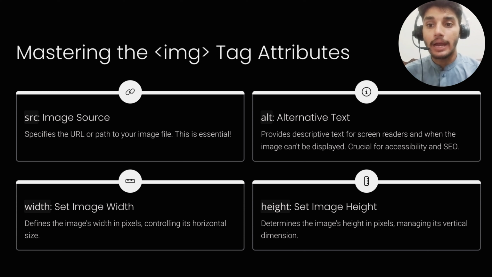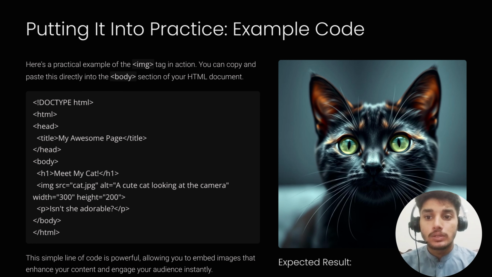Let's look at a simple example. Now look at the line of code. Image contains source cat.jpg, alt to cute cat, width 300, height 200. This line of code shows an image from the cat.jpg file.